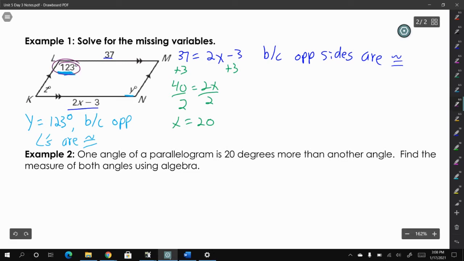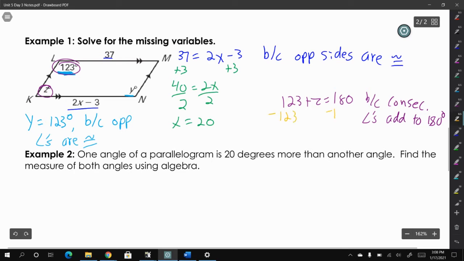And then the last one, those two angles are consecutive interior angles, or consecutive angles, so they add to 180. So 123 plus z equals 180, and that is because consecutive angles add to 180 degrees. So then we'll solve that. Subtract 123 from both sides, and we get z equals 57 degrees.